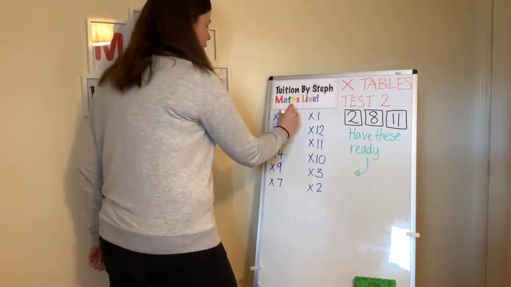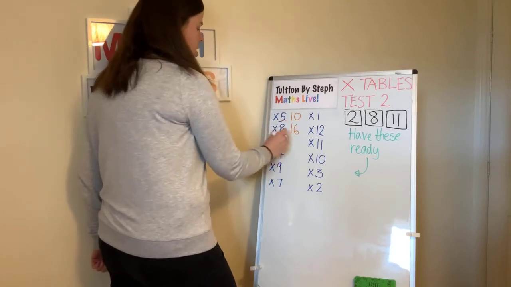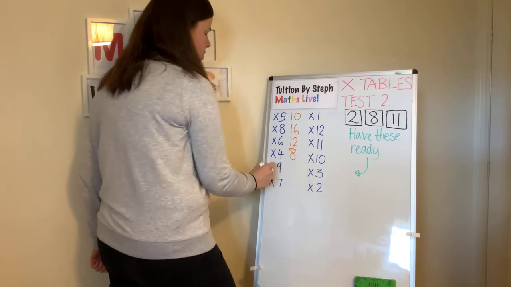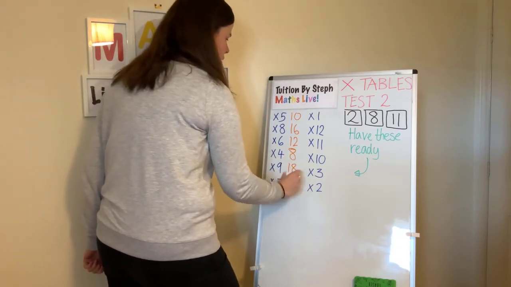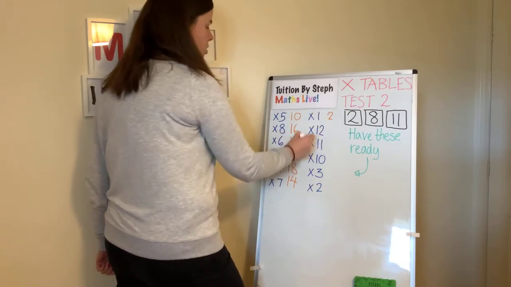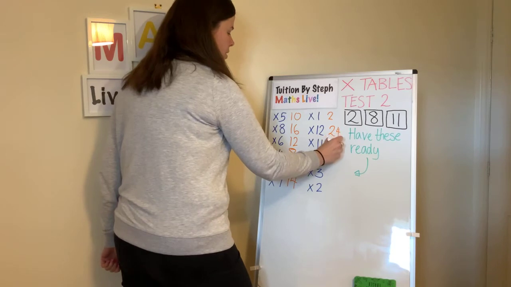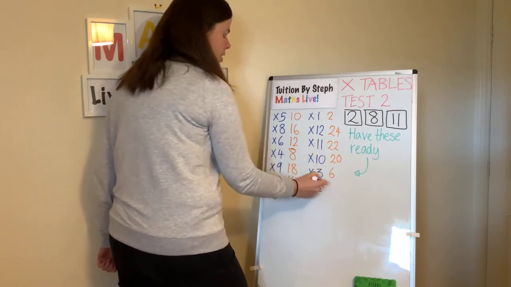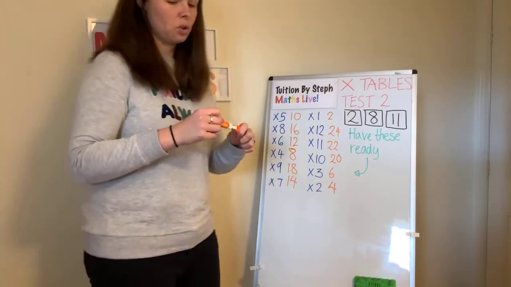So 2 times 5, 10. 2 times 8, 16. 2 times 6, 12. 2 times 4, 8. 2 times 9, 18. 2 times 7, 14. 2 times 1, 2. 2 times 12, 24. 2 times 11, 22. 2 times 10, 20. 2 times 3, 6. 2 times 2, 4. So those are all the answers for your 2 times table.